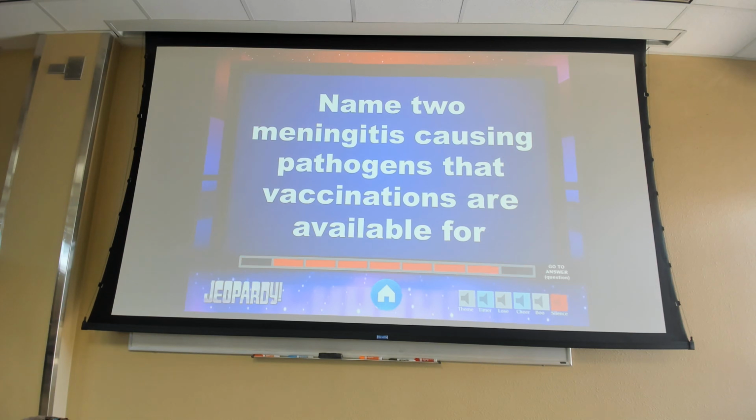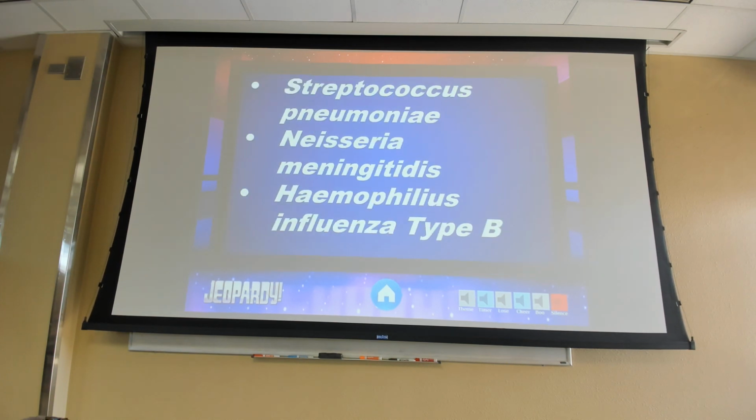Name 2 meningitis causing pathogens that vaccinations are available for. Not measles. No. Strep pneumo? Yep. What's your other one? Neisseria. Yep. So that's 3. Strep pneumo, Neisseria, and Haemophilus influenza.